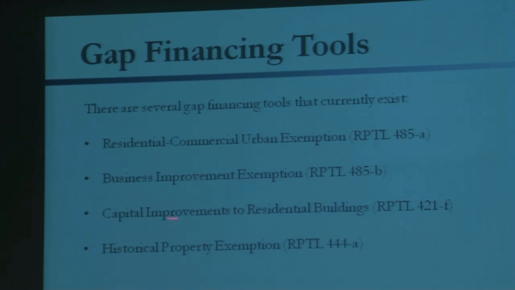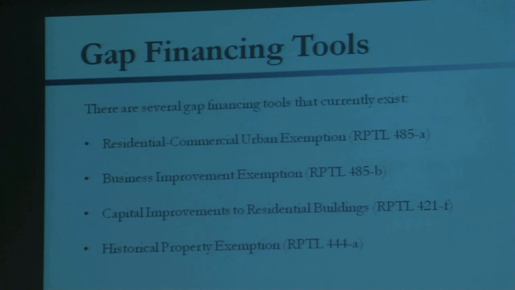Now, the next one is the 485B. That's been on the books, I want to say, for 30 years, since 1978 or so. The business improvement exemption basically says, as you do an improvement to your commercial property, you can have the increased assessed value abated over the next 9 years on a limited portion. So it eases the increased assessed value, encourages it.